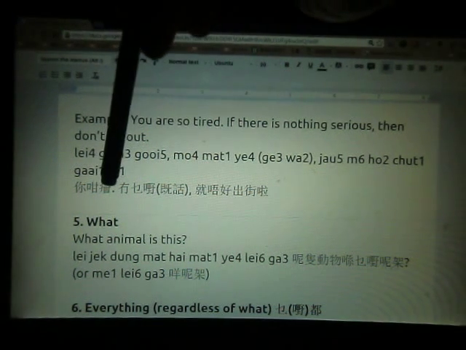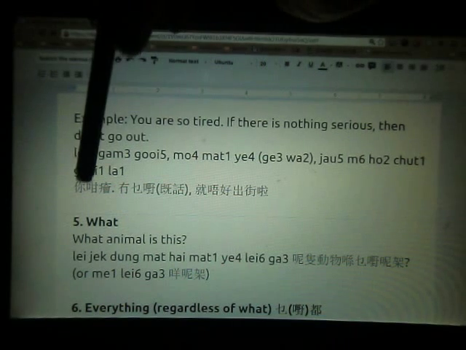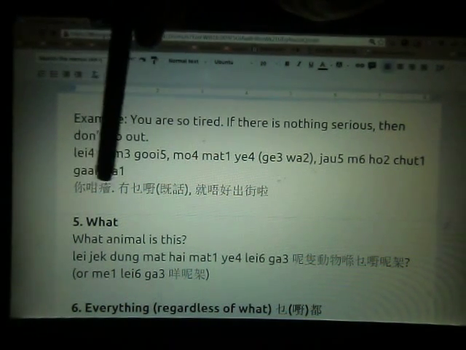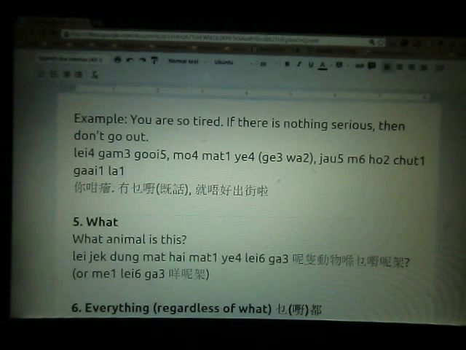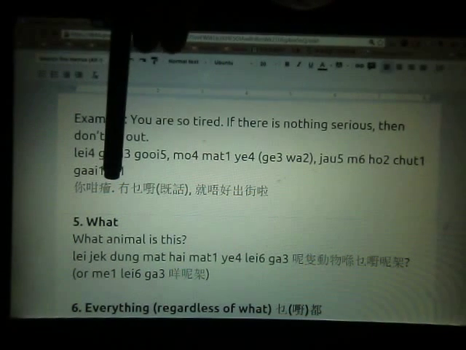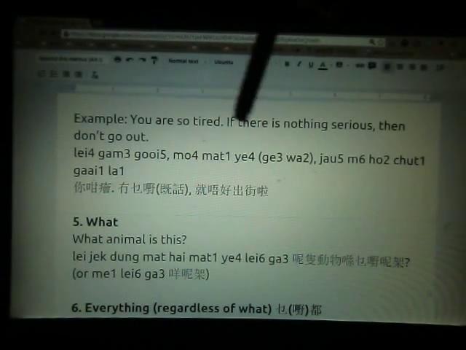Tired, 攰. You 你 are so tired. 你咁攰. You're tired like this. I mean, you look very tired. You're so tired. 你咁攰冇乜嘢. If there's nothing serious, right?